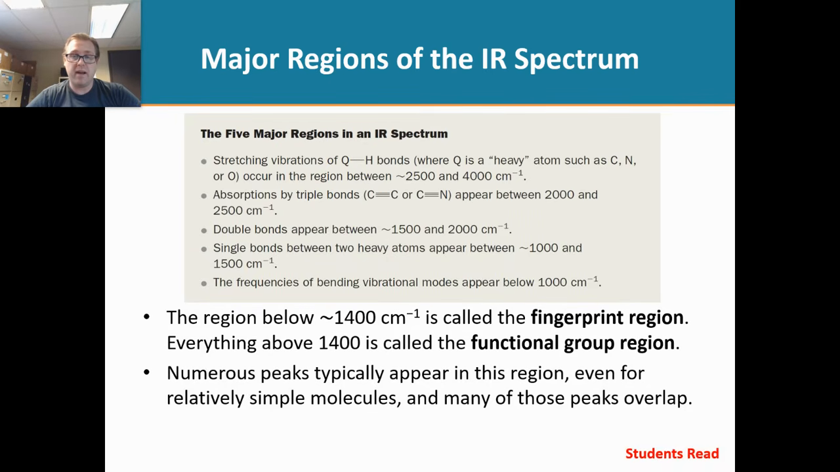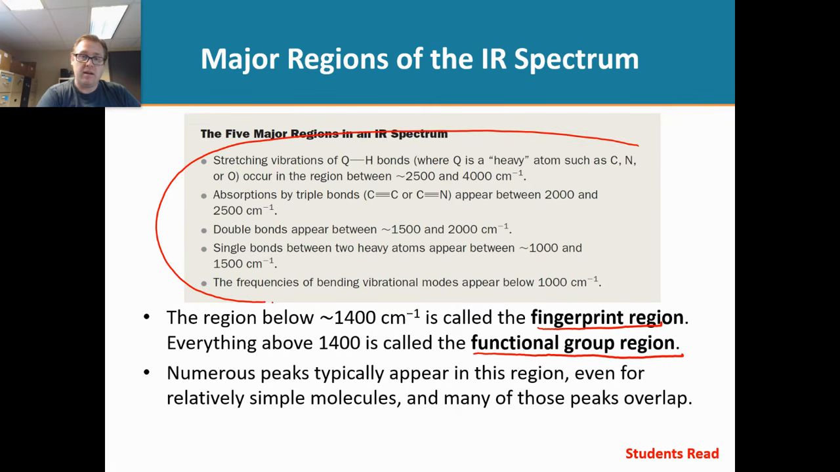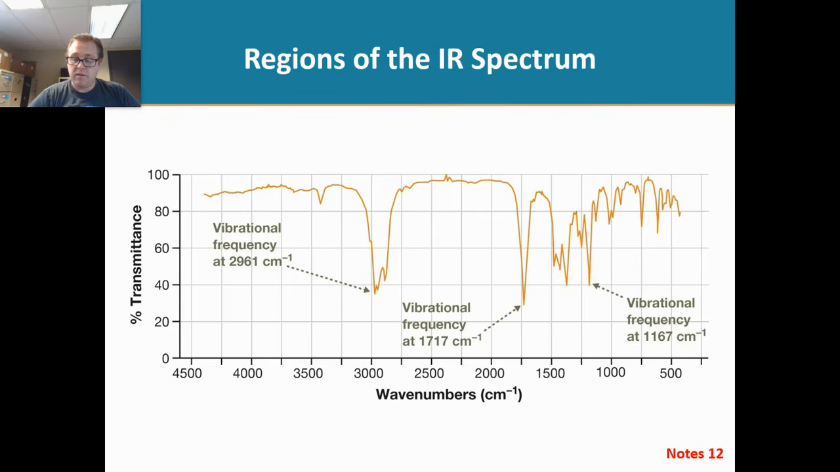Okay, so this slide right here introduces another couple terms that are very, very important. And that is what's called the fingerprint region and the functional group region. So we're going to look at an IR spectrum and point out those regions. Now this right here is a written form of what I'm going to show you on the next slide.